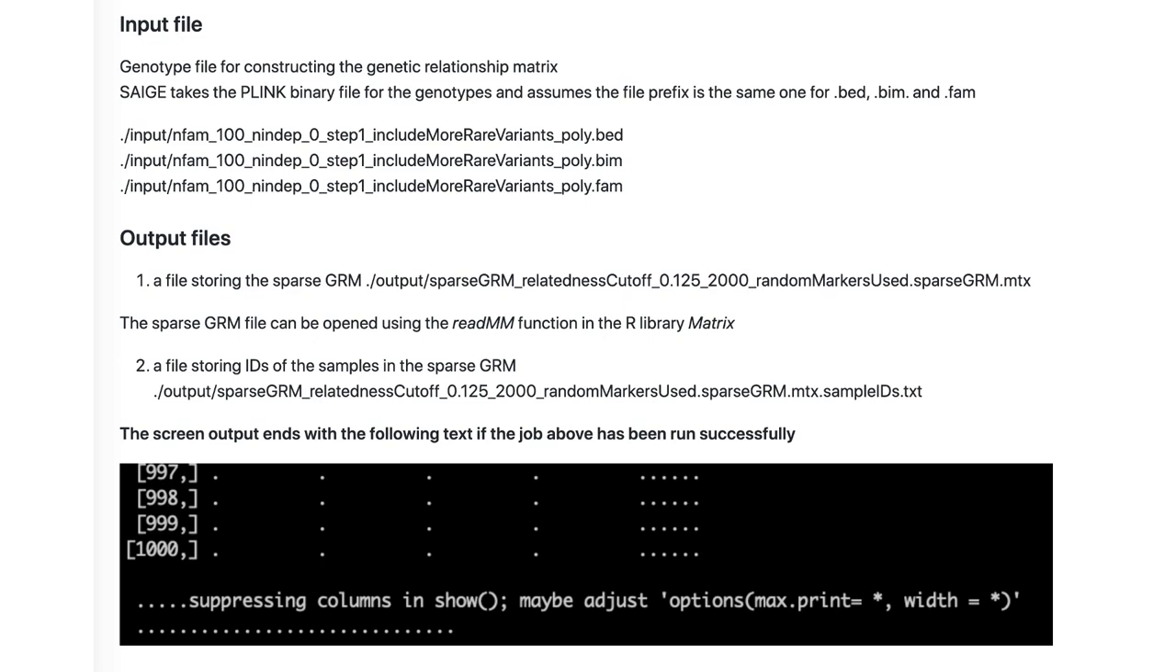So the input file will be the plink file, same as the plink file for step 1. And then the output file will be a file storing the sparse GRM and a file storing IDs of samples in the sparse GRM. So if you run an example code, you expect the screen output ends with the following text if the job has been run successfully.